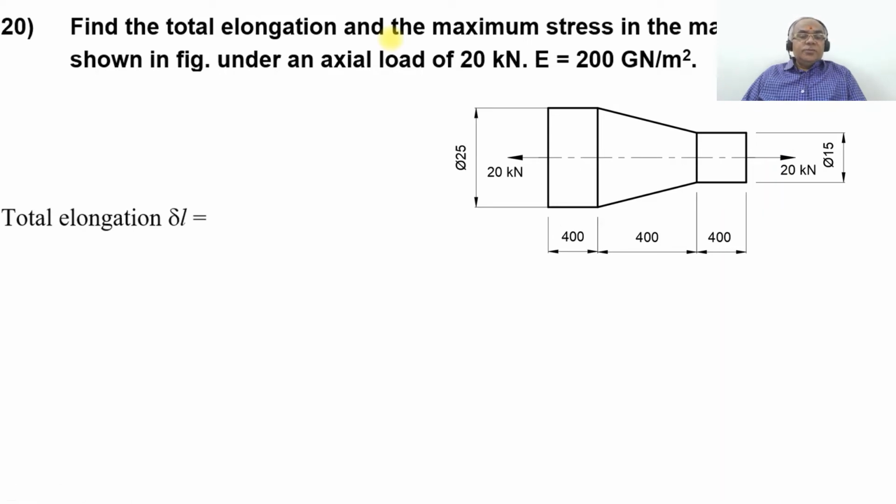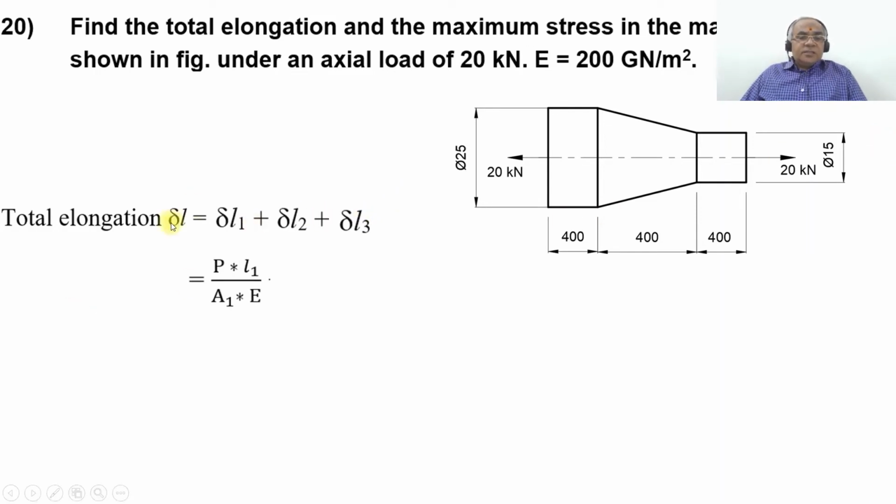So the total elongation, delta L, will be equal to delta L1, the extension of this bar section, plus delta L2, the extension of the tapering bar of cross section varying from 25 to 15, plus delta L3, the extension for the bar of diameter 15 over a length of 400.